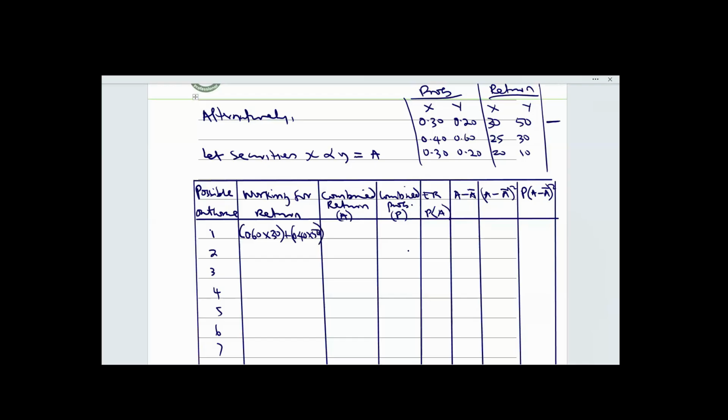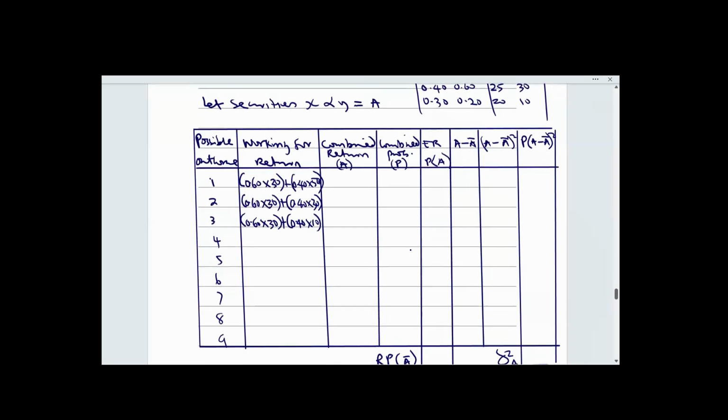Okay. Again, 0.60 multiplied by 30. That 30 will remain constant until I finish the first option. Plus 0.4, the second return for security Y is 30. Here will be 30. Then the next one, 0.60 multiplied by 30. That 30 will remain constant. Multiply by 0.40, multiply by 10. I believe you are following. So we are done with the first option. We move to the next option.